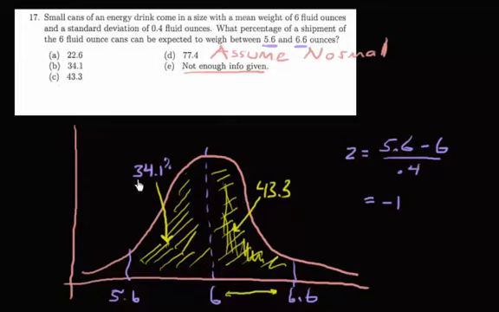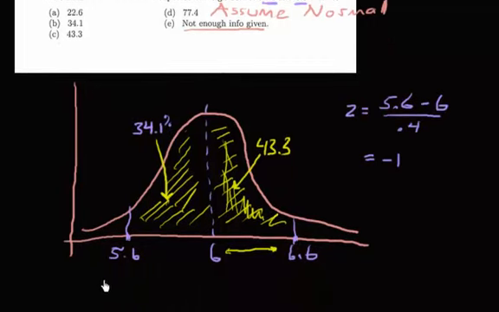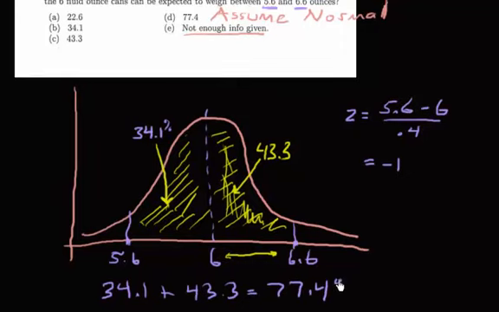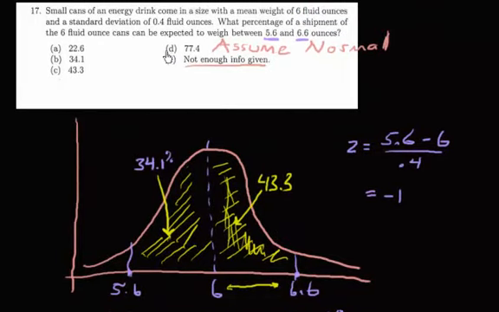Okay, so now if I want to know the percentage between 5.6 and 6.6, I'm going to add these two together. So we have 34.1 plus 43.3, and that's going to equal 77.4%. All right, so my choice here would be D. And again, it is because we are assuming it's normal.